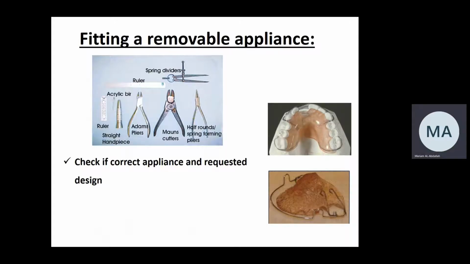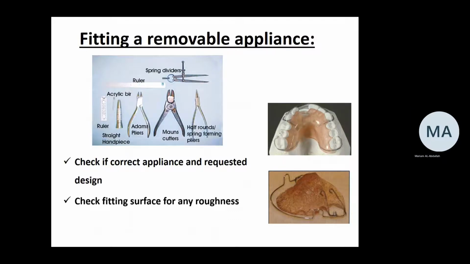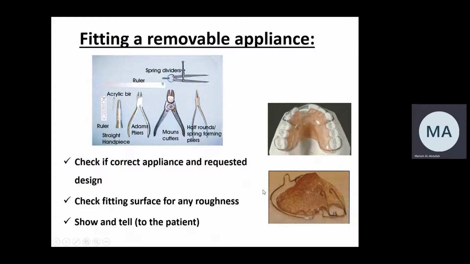When I receive the appliance from the lab, I need to make sure that this is the design that I requested. And this is the study model for that patient who's sitting in the chair. I need to make sure that the fitting surface has no roughness or bubbles or any problems that could disturb the patient.